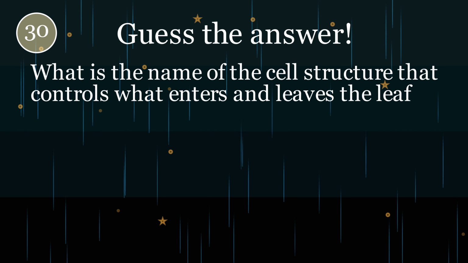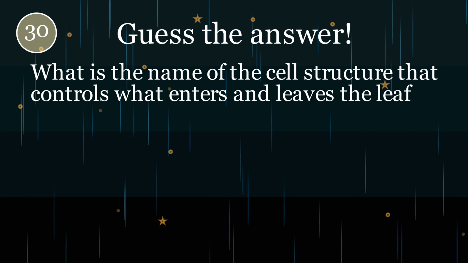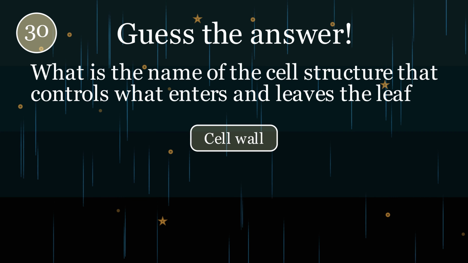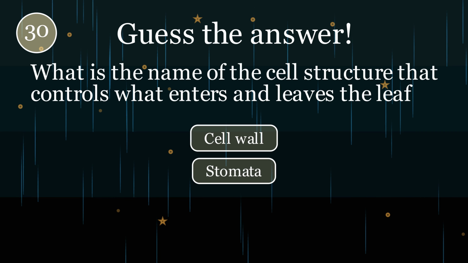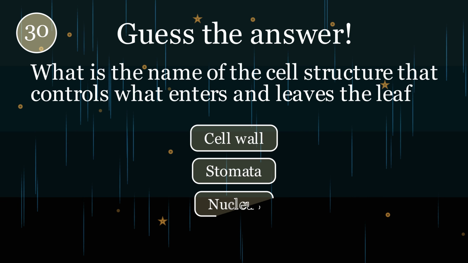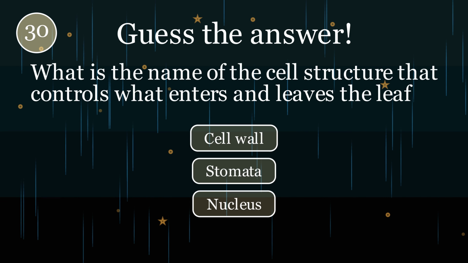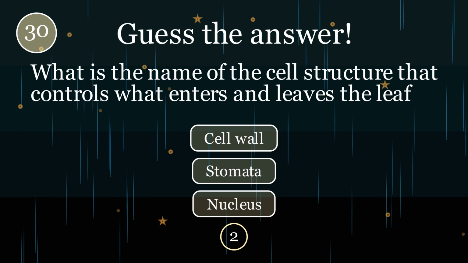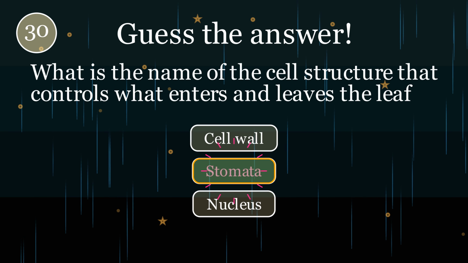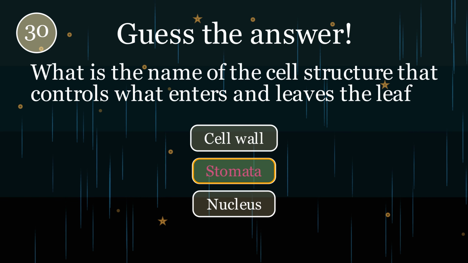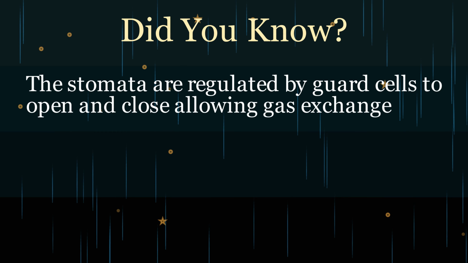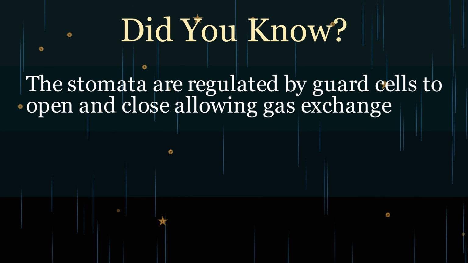What is the name of the cell structure that controls what enters and leaves the leaf? Cell wall, stomata, nucleus. The correct answer is stomata. Did you know? The stomata are regulated by guard cells to open and close, allowing gas exchange.